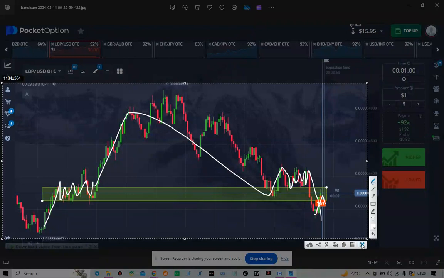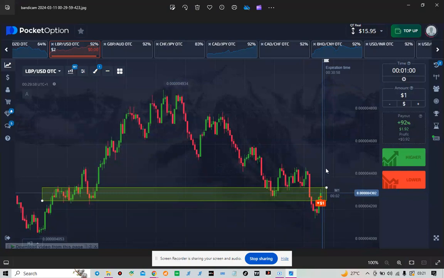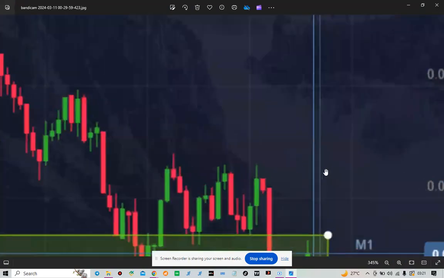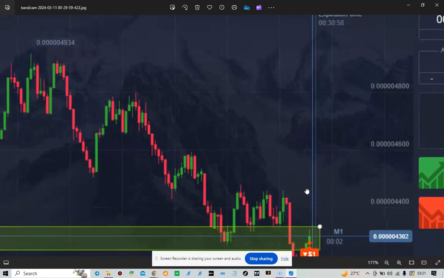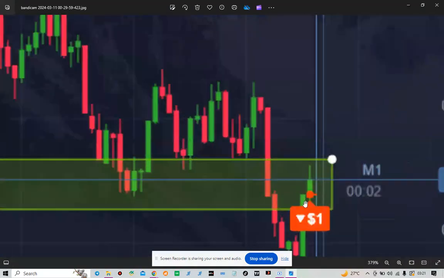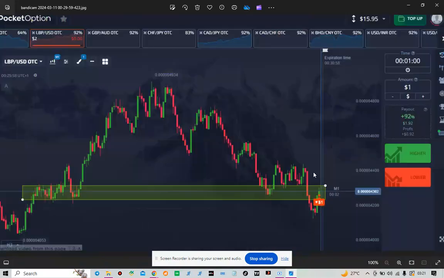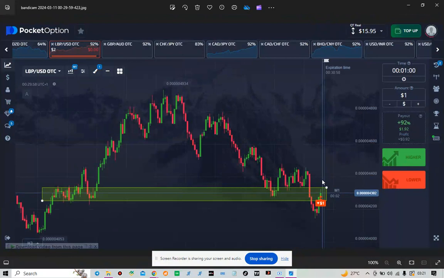I didn't look for any confirmation. I just entered the trade. The confirmation I should have been looking for is to wait for this candle to at least show a rejection from sellers before I expect sellers' entry. But no, nothing like that happened. So that is why I lost this trade.